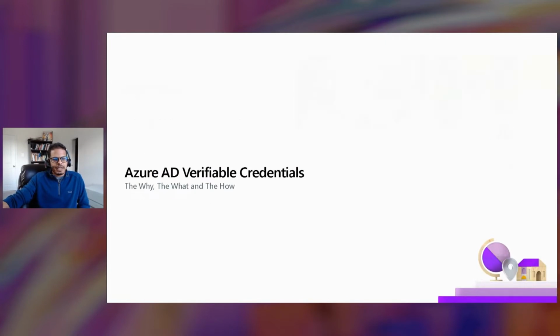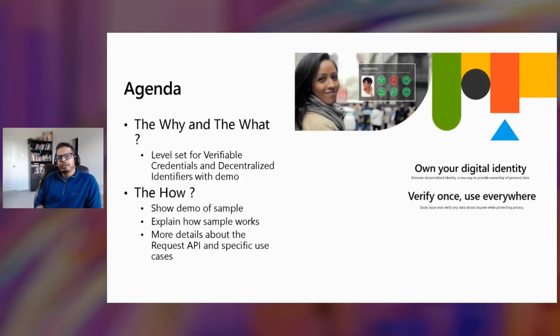In terms of the agenda, we want to first level set on verifiable credentials and decentralized identities with a demo. In terms of how, we want to actually show you the sample that we have available on GitHub. We will explain how the sample works in detail. We will also go into way more details about the request API and some specific use cases there.